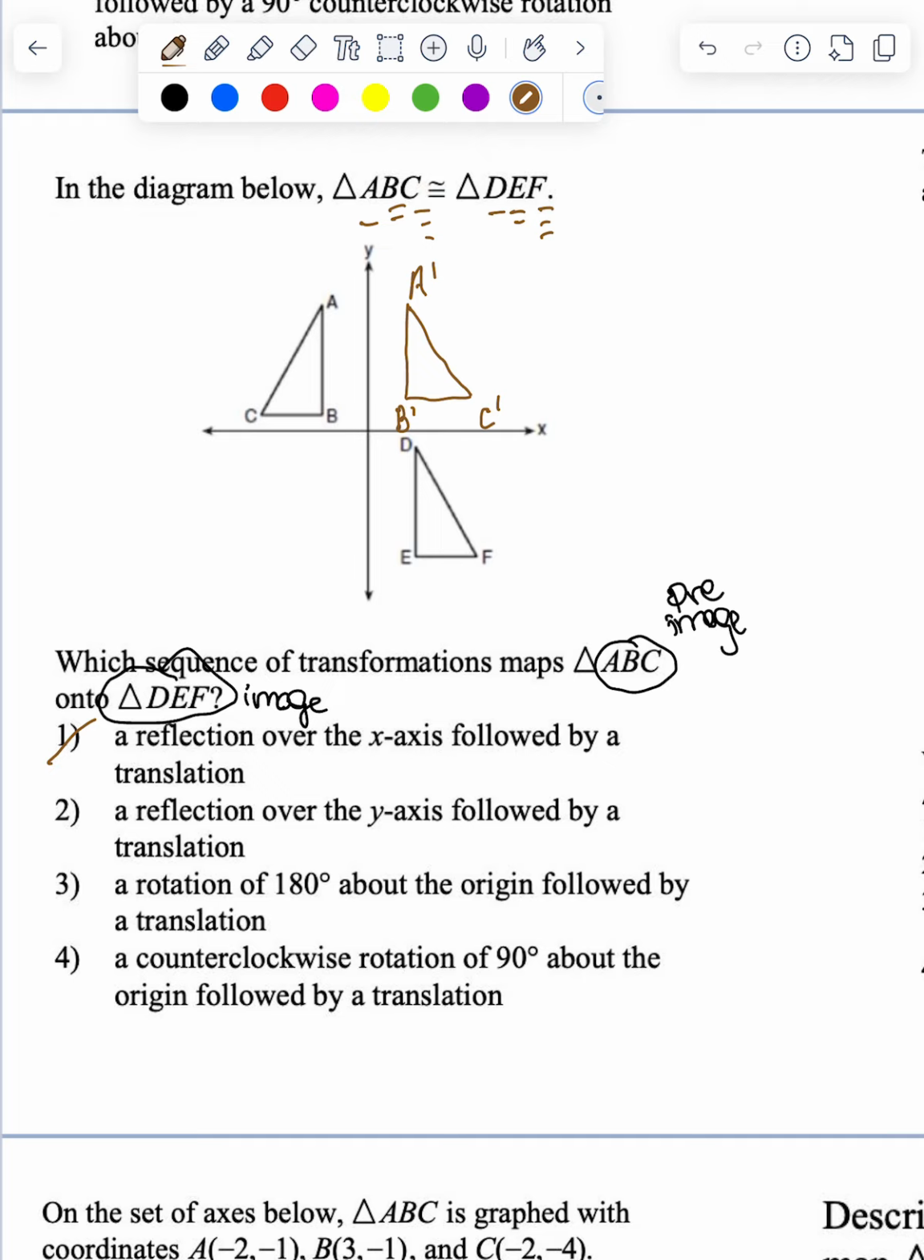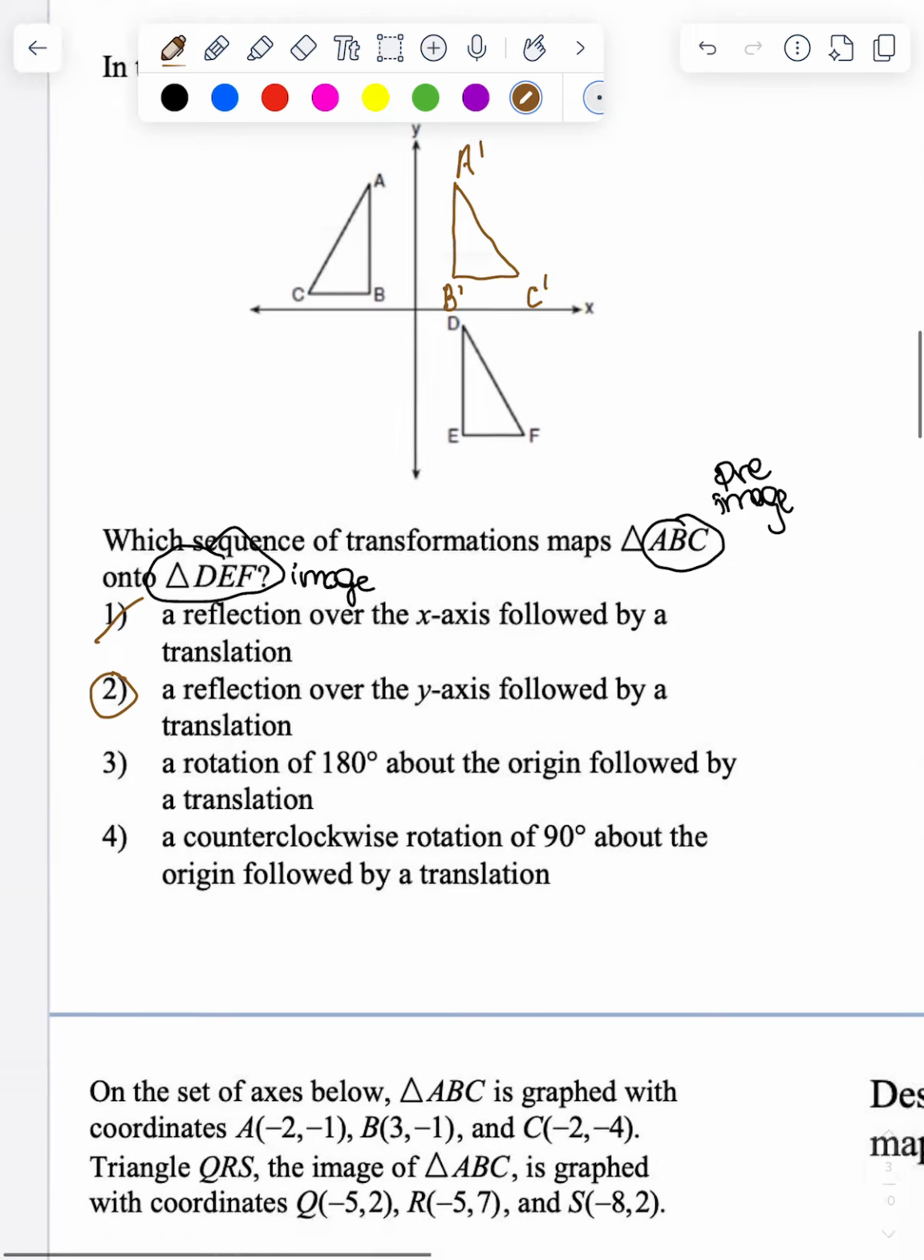Followed by a translation. It looks like now, since they're oriented the same way, if we just slide down, we will land on triangle DEF. So answer choice 2 here is the correct answer. Once again, sketch it out, and that's how you know if your answer is correct.